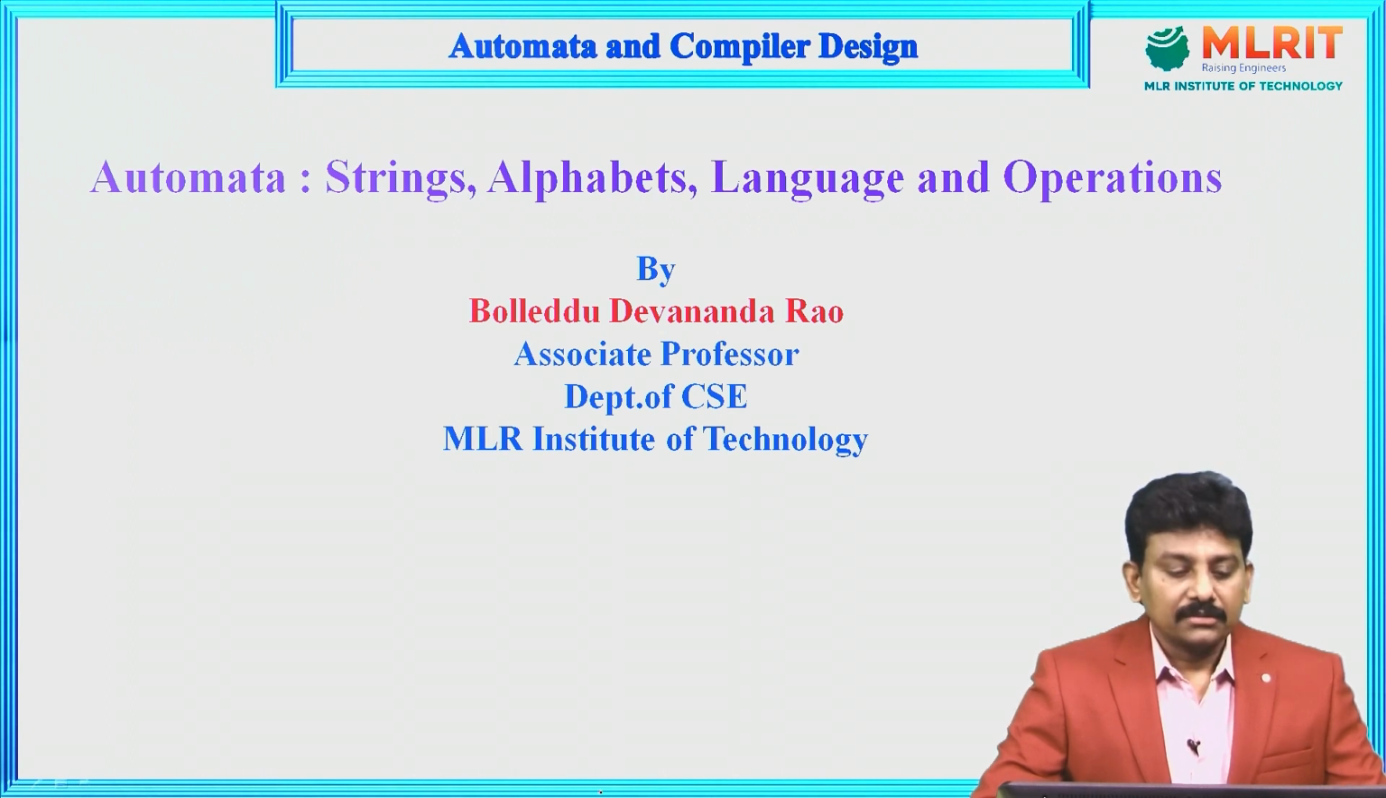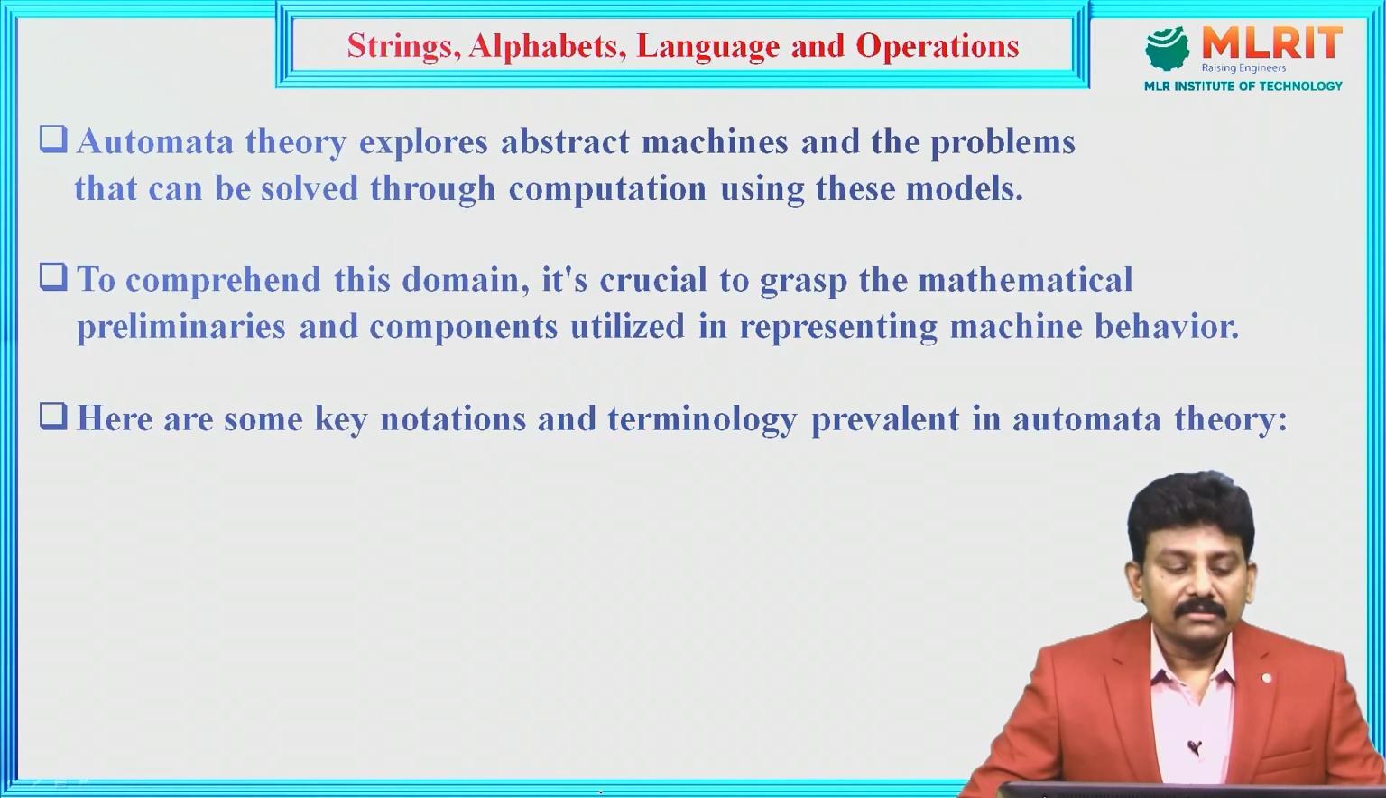Today's topic is fundamentals of the automata, that is strings, alphabets, language and operations on the language. Automata theory explores abstract machines and the problems that can be solved through computation using these models. To comprehend this domain, it's crucial to grasp the mathematical preliminaries and components utilized in representing machine behavior. Here are some key notations and terminology prevalent in automata theory.